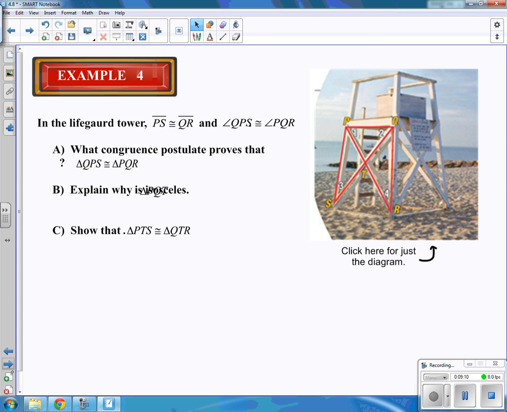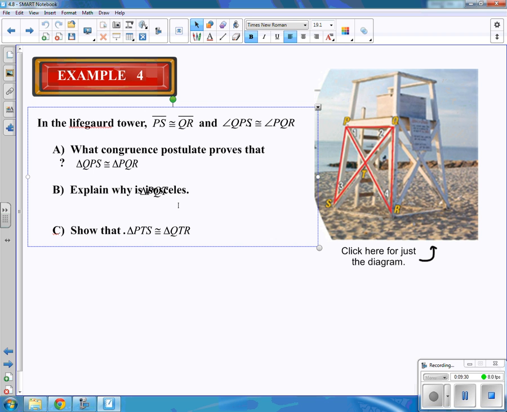All right. So this last example looks like we got a little bit of an overlap here. We're going to wait and take a look at this example to start off class. Okay, but feel free to take a look at this one and see if you can figure it out. Let me adjust here a little bit. So the first part of the question is saying explain why triangle PQT is isosceles. Oh, sorry, that's part B. Part A, what congruence postulate is going to prove triangle QPS and PQR are congruent? And the last question here, we're going to show that triangle PTS is congruent to triangle QTR.